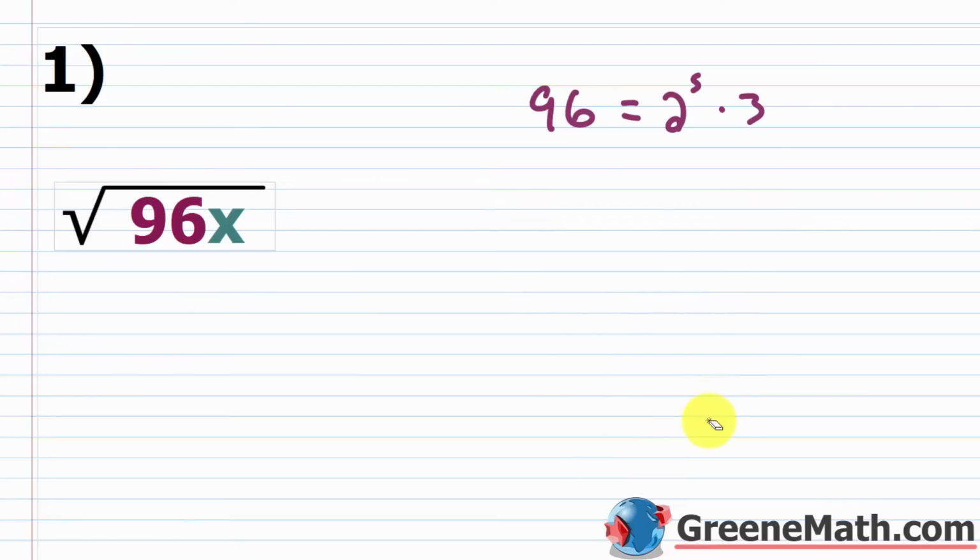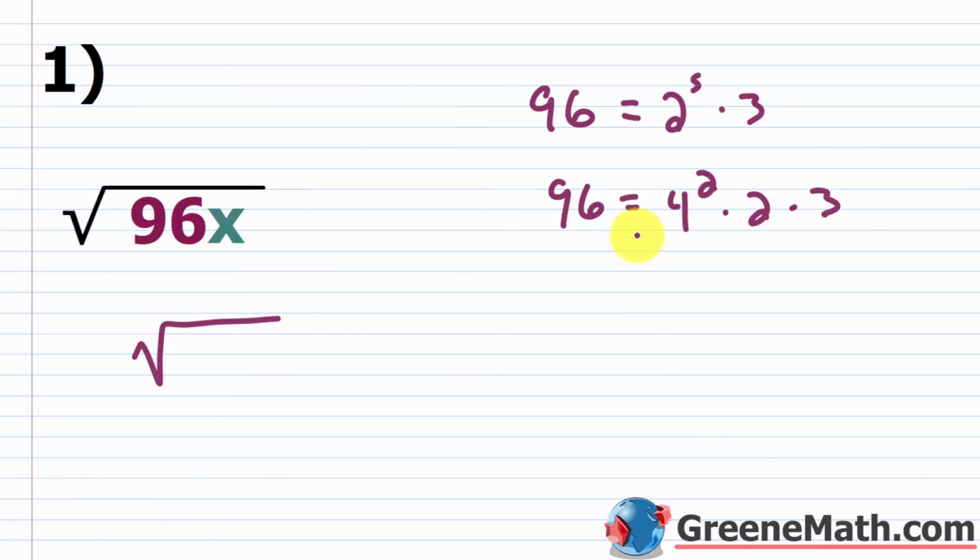So if I wanted this in terms of perfect squares, I would look for an even number here. So let me rewrite this and say that 96 is 2 to the 4th power times 2 times 3. 2 to the 4th power could be written as 2 squared being squared. So in other words, this could be 4 squared, and this would be a perfect square, 16. So I'm going to break this down into the square root of 16 times the square root of what's left, which is going to be 6.